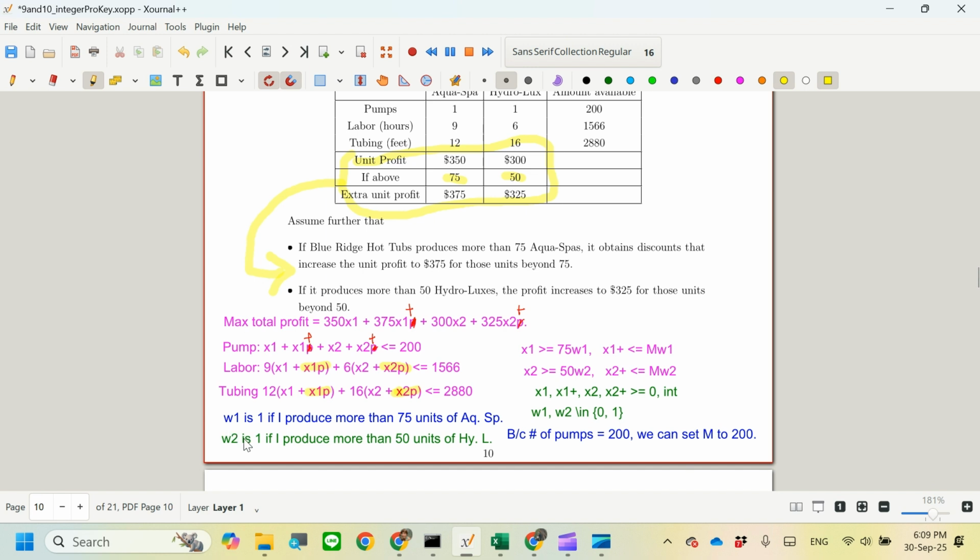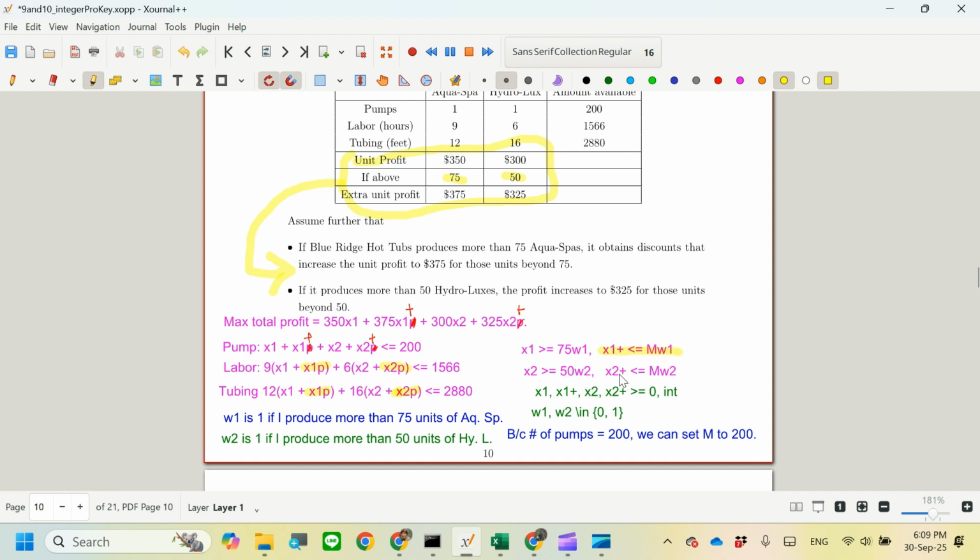So we declare two binary decision variables. W1 is 1 if we produce more than 75 units of Aqua Spa, and W2 is 1 if we produce more than 50 units of Hydrolux, and these are 0 otherwise. So we have to say that X1 is greater than or equal to 75 W1 and X2 is greater than or equal to 50 W2. I mean, it looks like it doesn't make sense, but then also X1 plus is less than or equal to M W1. Let's look at this one.